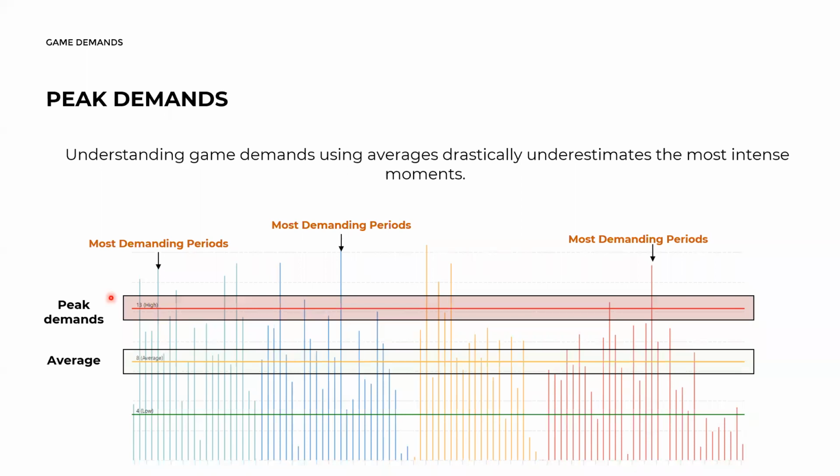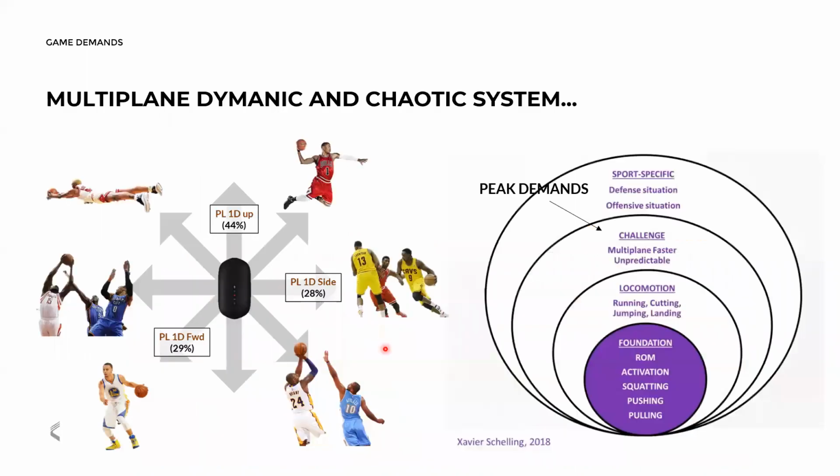So to optimally prepare athletes for the most demanding periods, or peak demands, or worst case scenario, it's important that athletes are trained to cope with the specific demands of the most demanding periods of the game and not just average demands. So how can we apply this, or when?